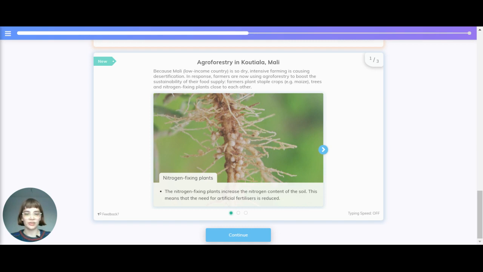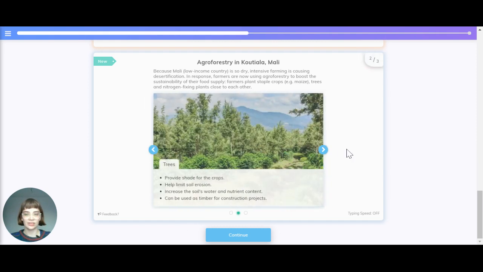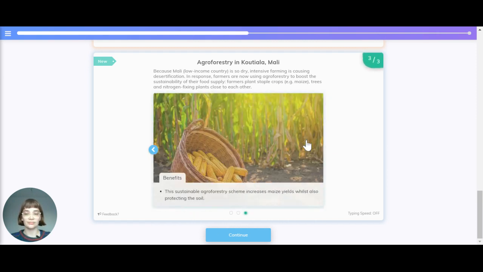Nitrogen-fixing plants increase the nitrogen content of the soil, which means that the need for artificial fertilizers is reduced. Trees provide shade for the crops, help limit soil erosion, and can increase the soil's water and nutrient content. It can also be used as timber for construction projects. The benefits of this is that the sustainable agroforestry scheme increases maize yields while also protecting the soil.